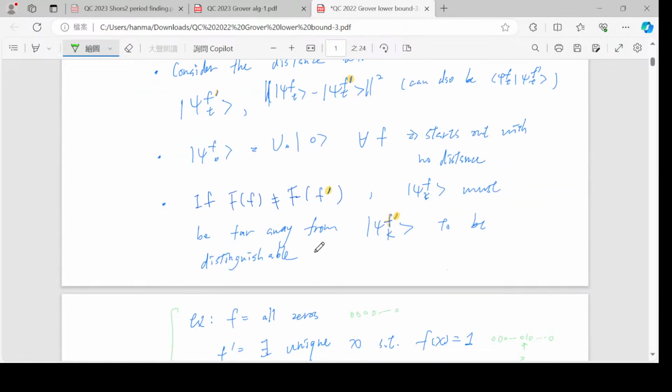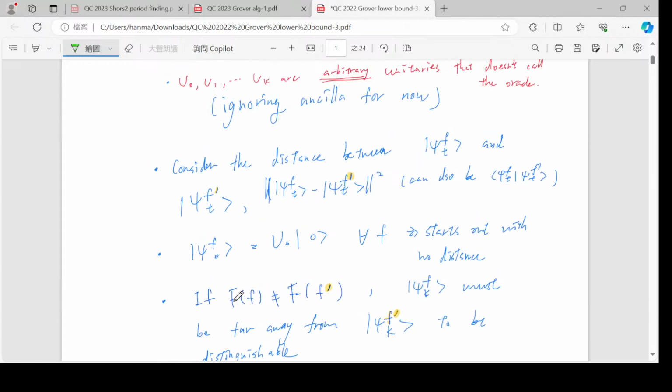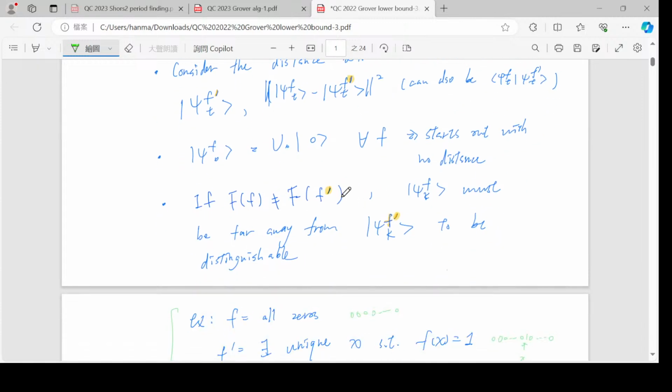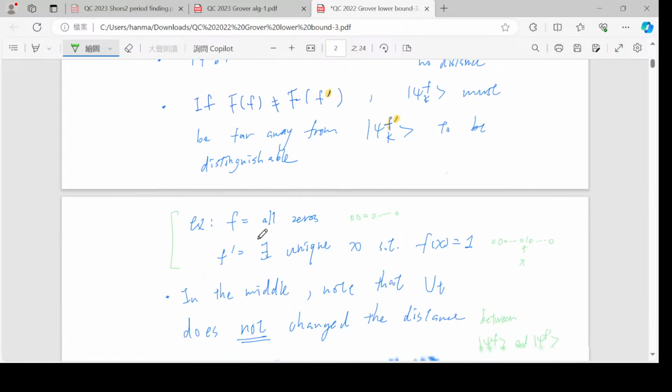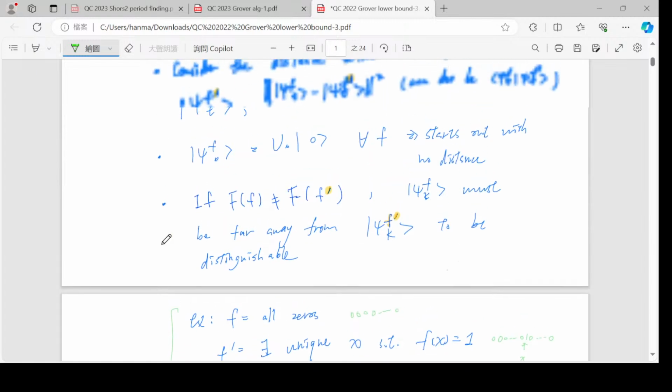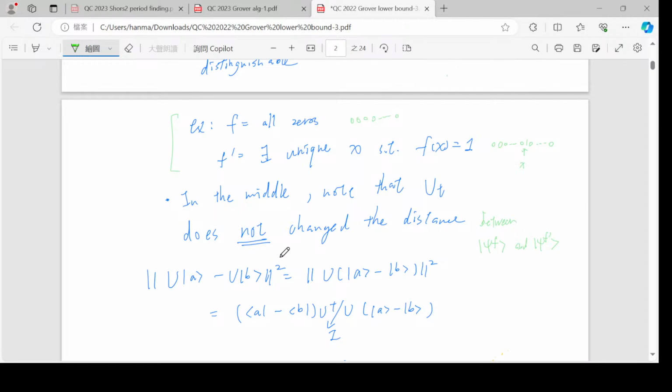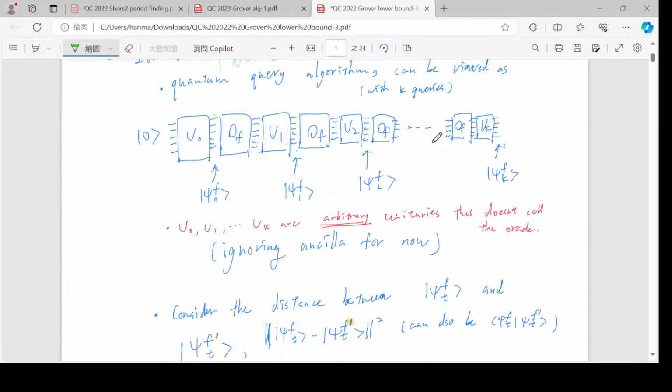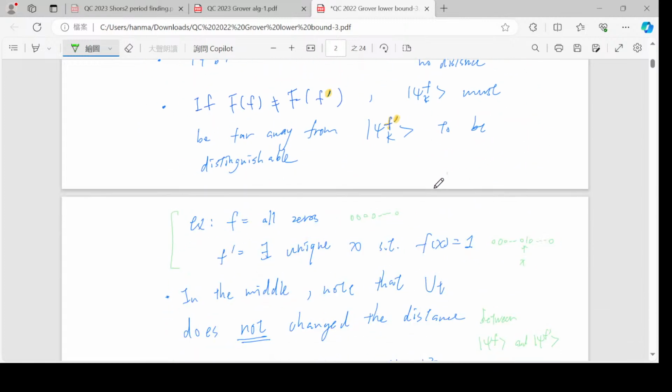So now we consider some f and f' pair with different yes and no values. They start all the same and end up being different. If we can say that in the middle they cannot change much with each query, then we are good. You start with zero distance and you end up with a lot of distance, and in the middle the distance cannot change too much. So each step cannot change the distance too much, then you need to do a lot of steps to make the distance large. So that's kind of the idea.